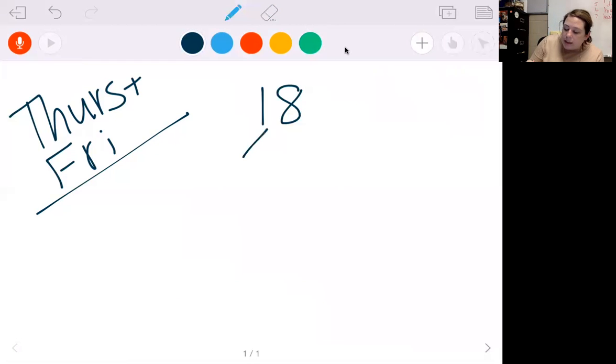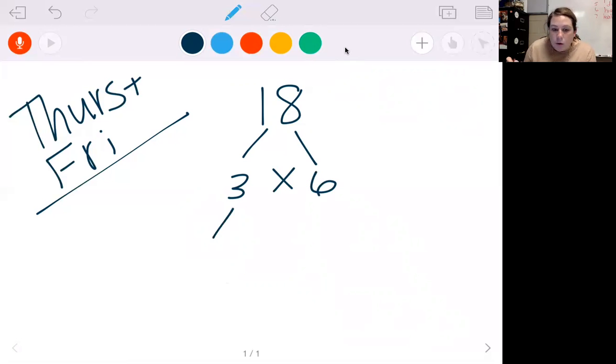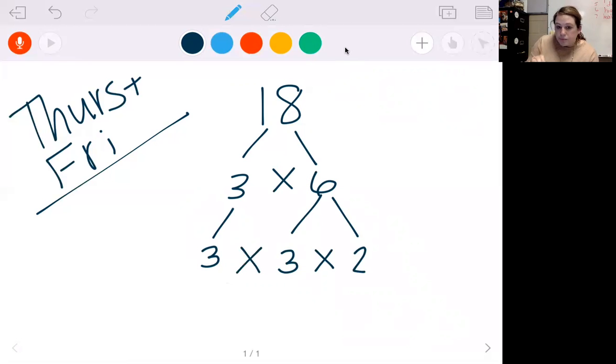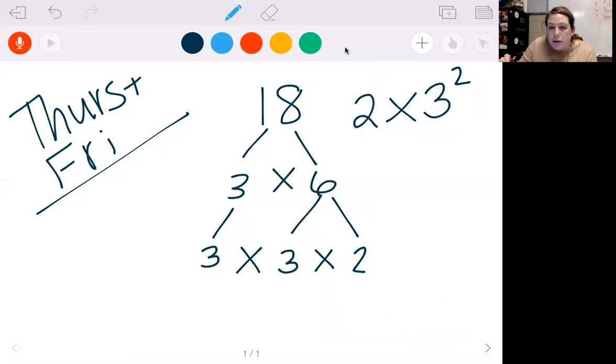So for 18, I can do 3 times 6. For number 3, I can't break 3 down anymore. The only thing I can do is 3 times 1. So that one's done, it's prime. For 6, I can do 3 times 2. Those two numbers are prime. So my prime factorization is 3 times 3 times 2, or 2 times 3 squared. That squared, that number right here I'm circling, is because I have 2 3's.